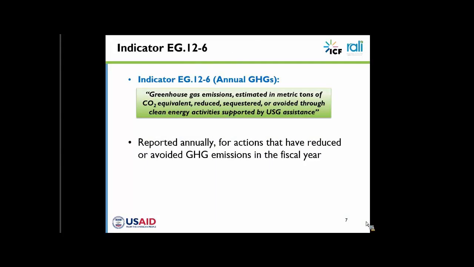So this here is the first greenhouse gas indicator. It's EG.12-6, and it's for reporting the amount of greenhouse gas emissions that are reduced, sequestered, or avoided in each fiscal year. So missions and implementers should only report values for this indicator if you have active projects that have reduced or have avoided emissions during the fiscal year.